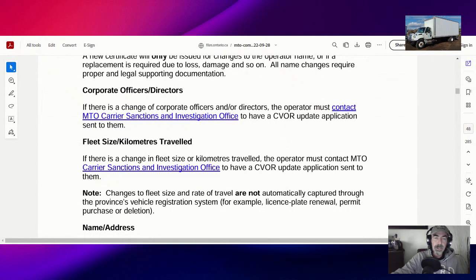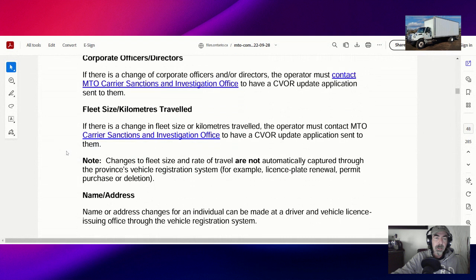Corporate officers/directors. If there is a change of corporate officers and/or directors, the operator must contact MTO Carrier Sanctions and Investigation Office to have a CVOR update application sent to them.